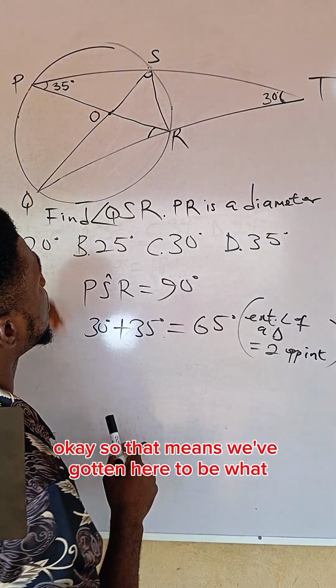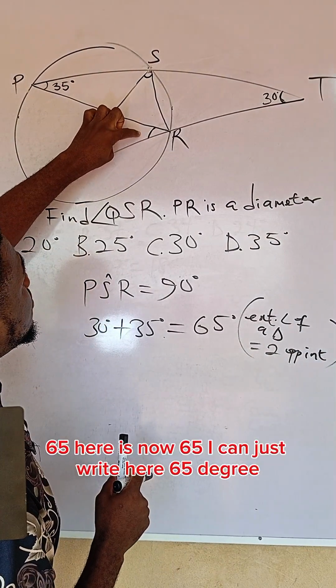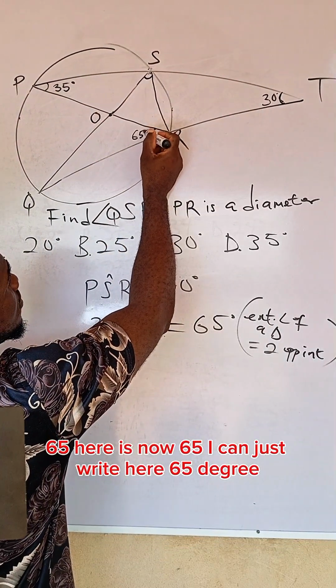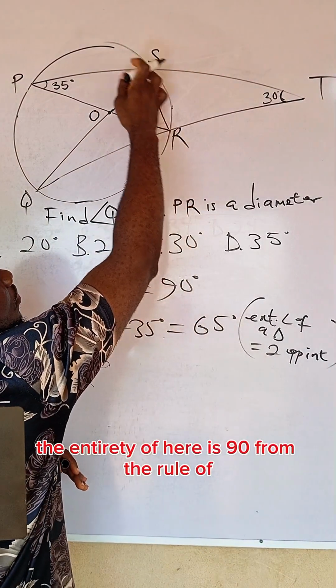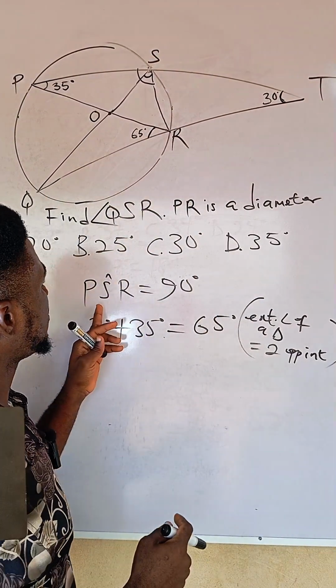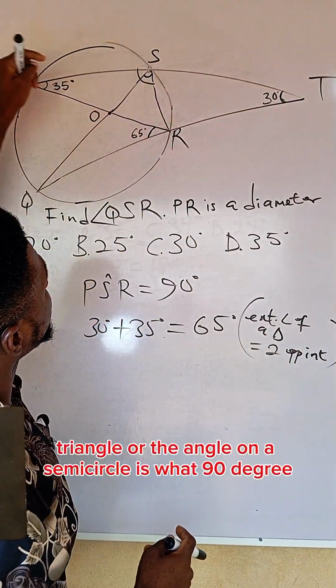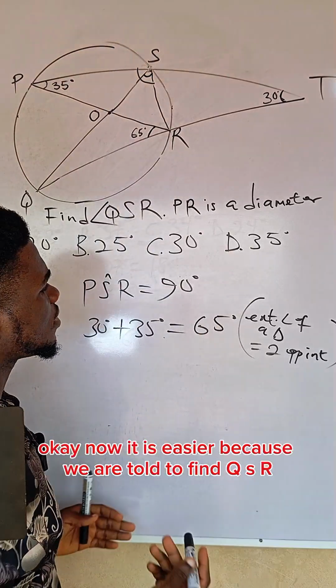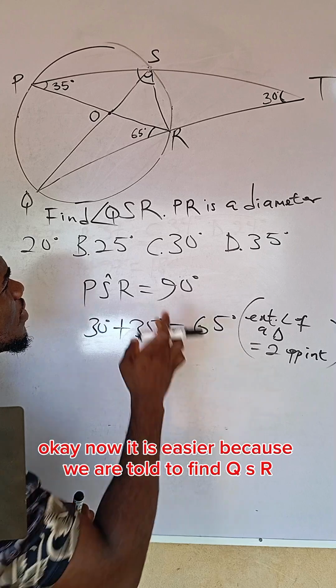Okay, so that means we've gotten here to be what? 65. Here is now 65. I can just write here 65 degrees. The entirety of here is 90 from the rule of the angle on a semicircle, which is what? 90 degrees. Okay, now it is easier because we are told to find QSR.